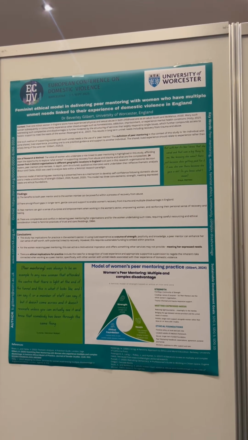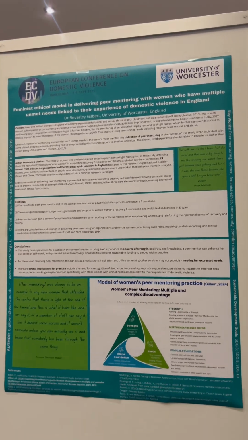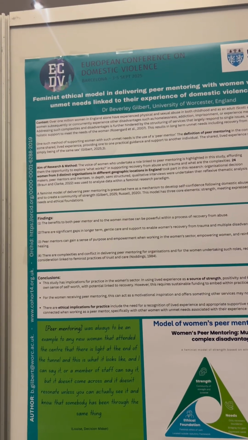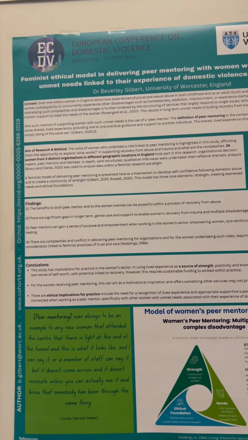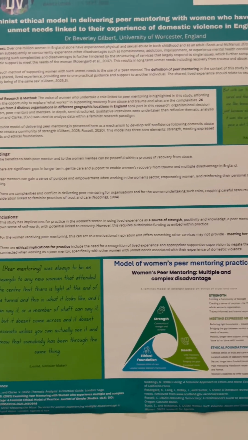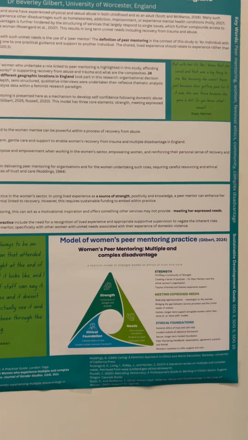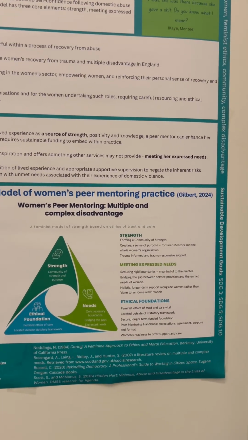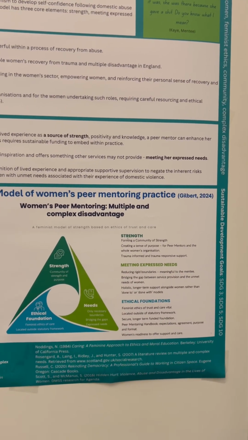Long, catchy title. But what I've done is I've done a section on the context, the aims of the research and the method, the findings, conclusions, a couple of nice quotes from my research participants, and my model, which my partner rudely describes as the Quality Street Green Triangle.